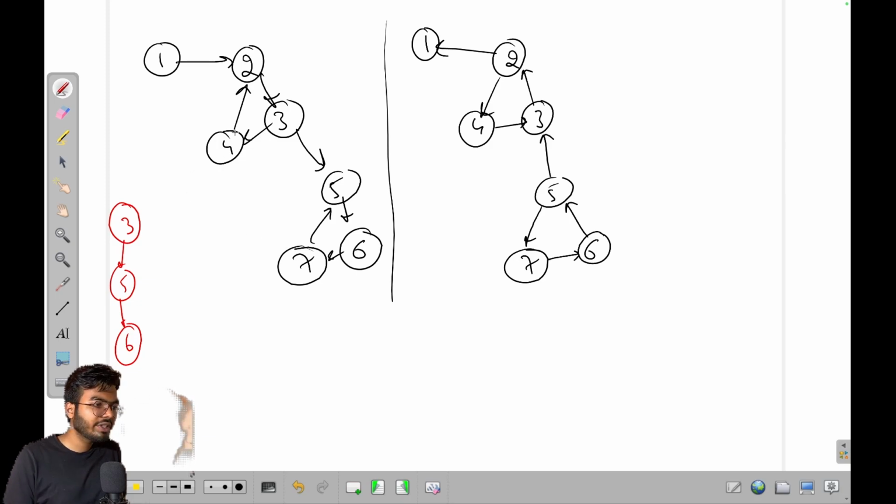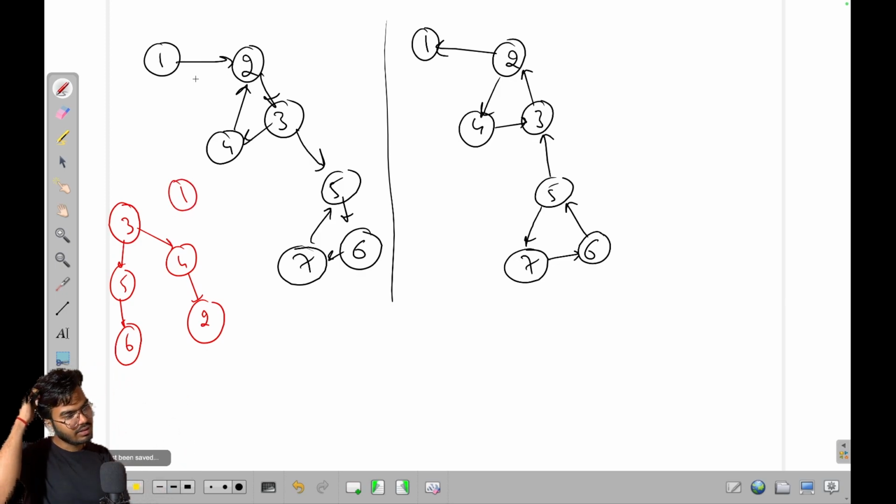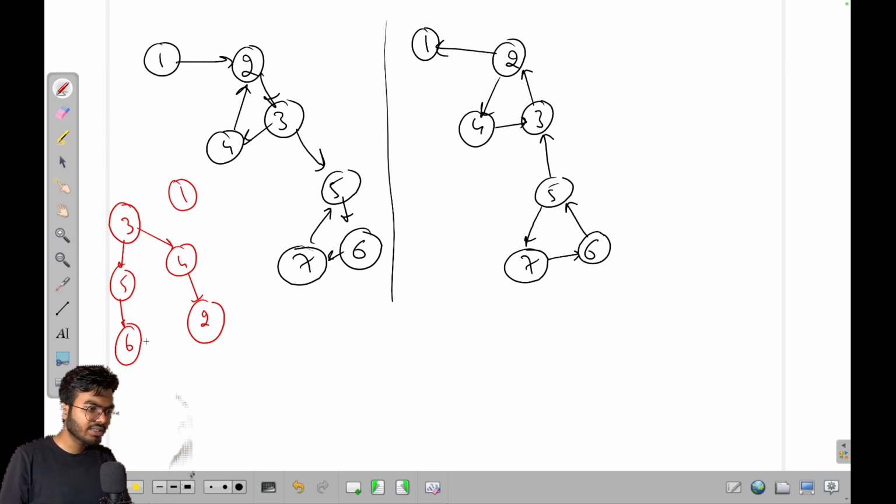Then I can visit 4. Then I can visit 2. Now 1 is a separate thing. I can't visit 1 in any case. And you will realize that I can also visit 7. So there is a back edge from 7 to 5. There is a back edge from 2 to 3. And then we have 1.